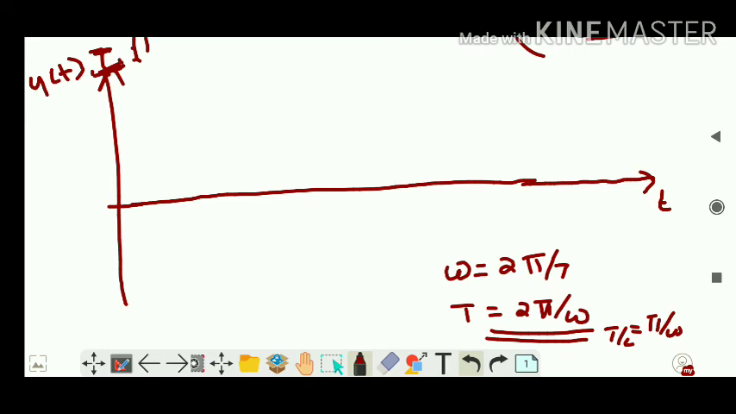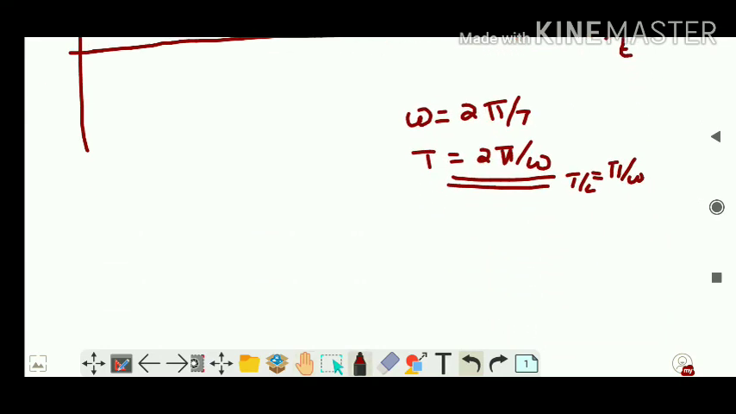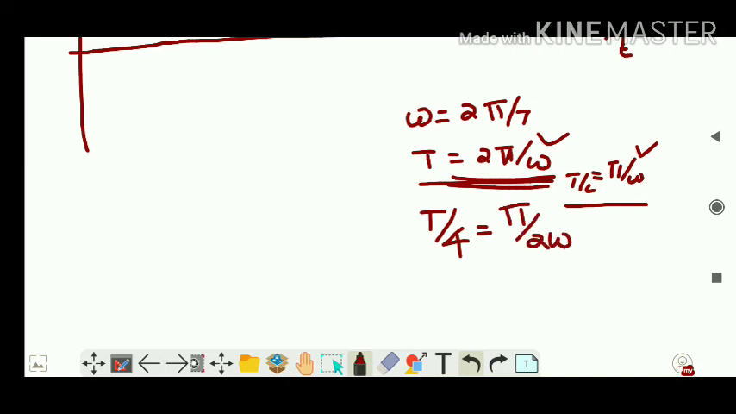Sorry, let's move on here. I will rub it off later on. So half is T by 2, full is T. What will be T by 4? 2 pi by omega is full, half is pi by omega. So what will be T by 4? It will be pi by 2 omega. Clear? Simple.